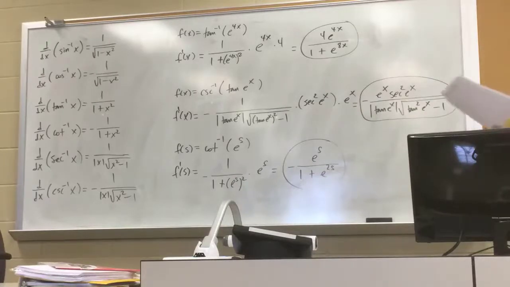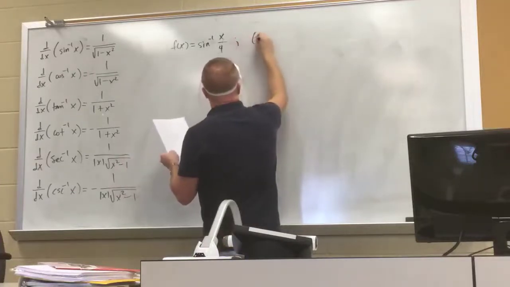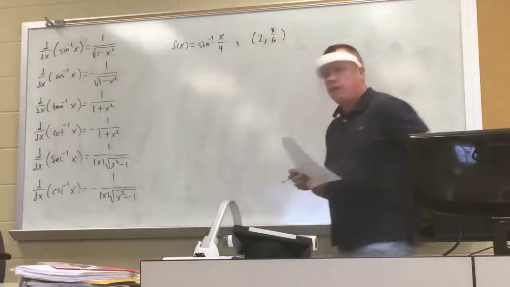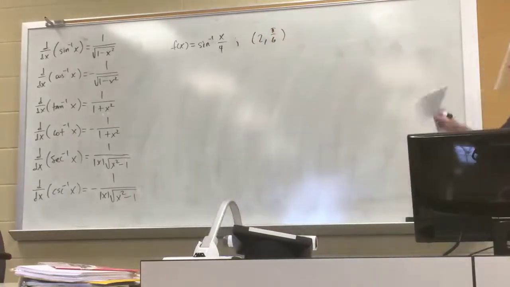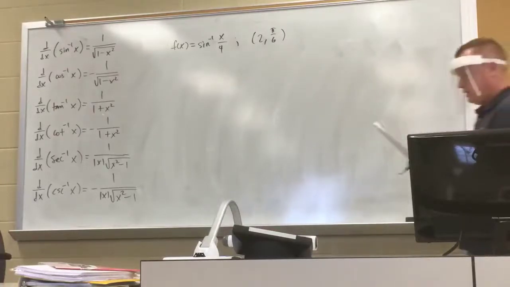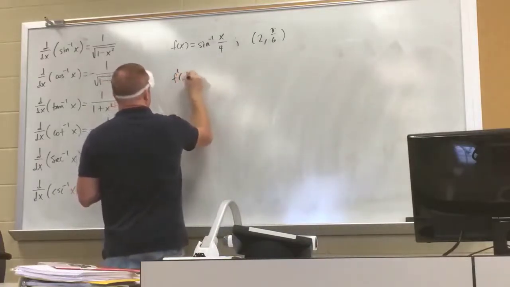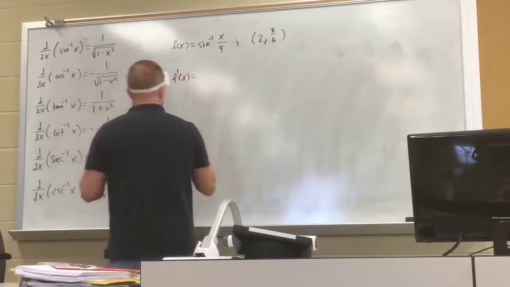So that's your inverse trig functions, the derivatives, and basically you're just following a formula. You still use chain rule like you learned. You still use product rule, quotient rule when needed. Okay, so the same rules apply. And then the point is 2, pi over 6. So we want to know what is the tangent line to the graph at the point 2, pi over 6. Okay, so let's find our derivative because we've got to have the slope of the tangent line in order to write the equation.